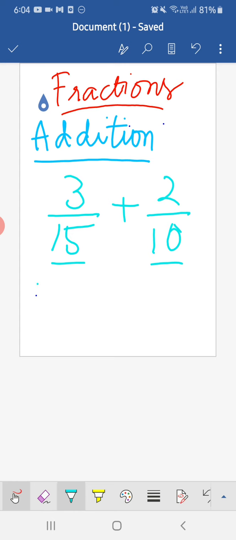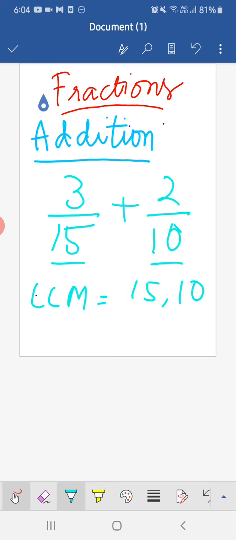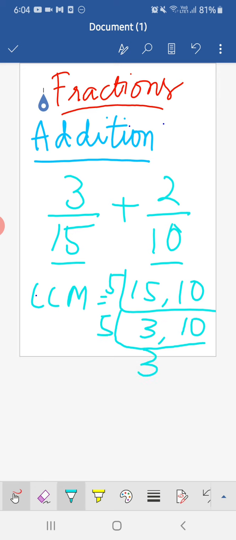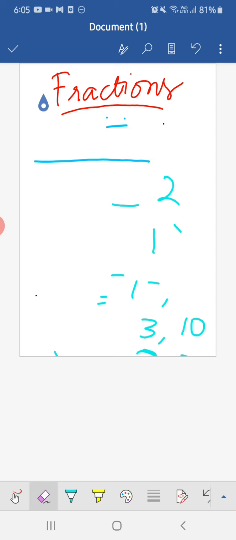So let me take the LCM, lowest common multiple. 15 comma 10, they both will go in which table? 5, I said, right? 5 3s are 15, again 10 will be common. You need to do the LCM with prime factors. Again 3 is common, again 2. So you have 5 into 5, that is nothing but 25, and 25 into 3 you have to multiply. So I'll just show how to do it. One second, let me erase this all.